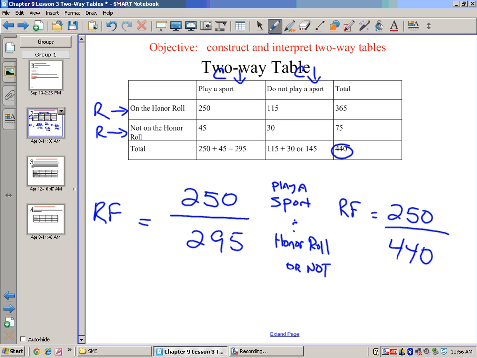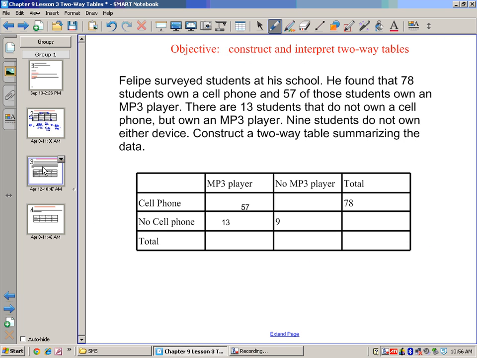Okay, but the important thing is to keep on the columns or up and down, rows or side to side. And we're going to take a look at an example. Okay, Felipe surveyed students at his high school. He found that 78 students own a cell phone and 57 of those students own an MP3 player. There are 13 students that do not own a cell phone but own an MP3 player. 9 students do not own either device. Construct a two-way table summarizing the data. So you see they filled in the information that was given. We have to figure out how to fill in the holes.